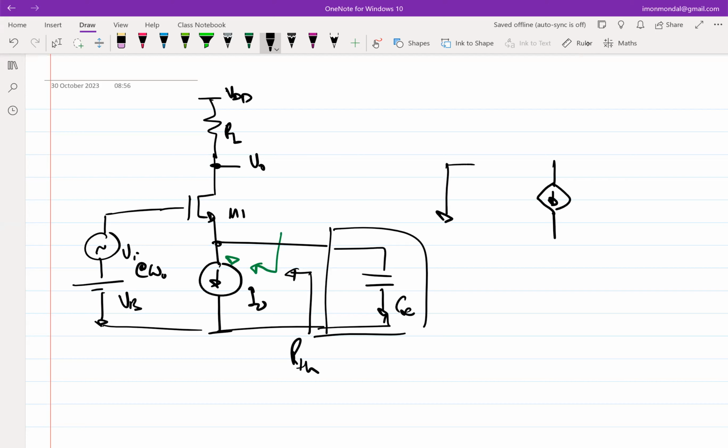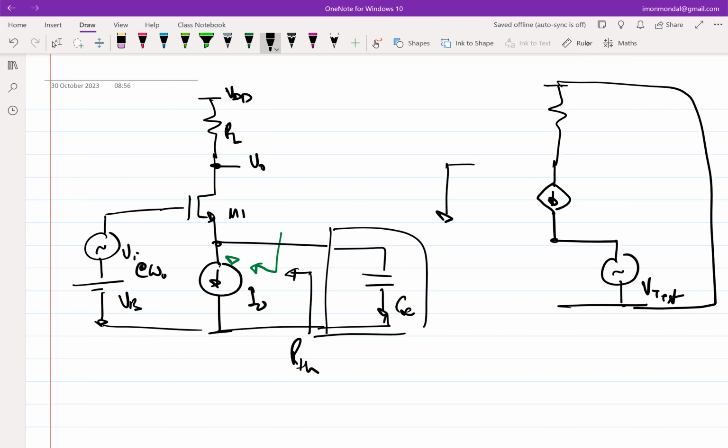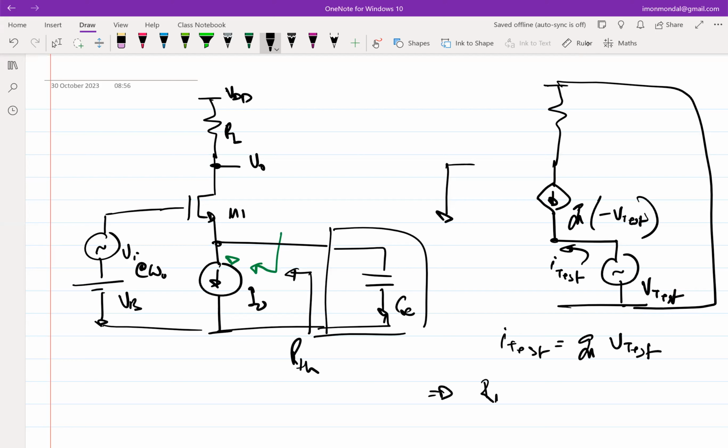Input will be shorted. Apply V test here, and you have this. This is anyway shorted, and this will be GM times minus V test. So the current that you are drawing, that is I test, is GM times V test in the direction shown. So RTH is 1 over GM. Okay, so you know RTH.